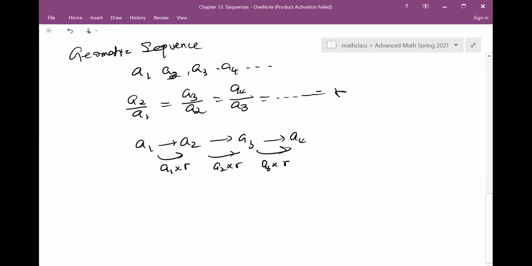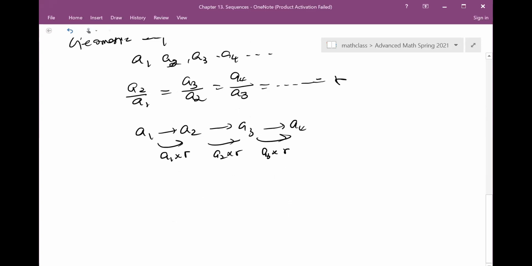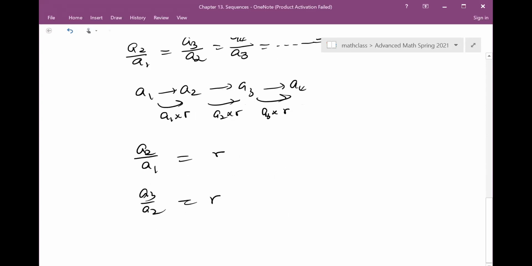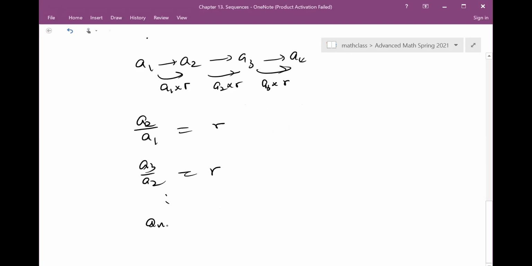Now, can we get to the general formula? We can do it like this: A2 divided by A1 gets R, right? Then A3 divided by A2 equals R, right? And keep it going. AN over AN minus 1 equals R. So how many terms here? N minus 1 equations, right?